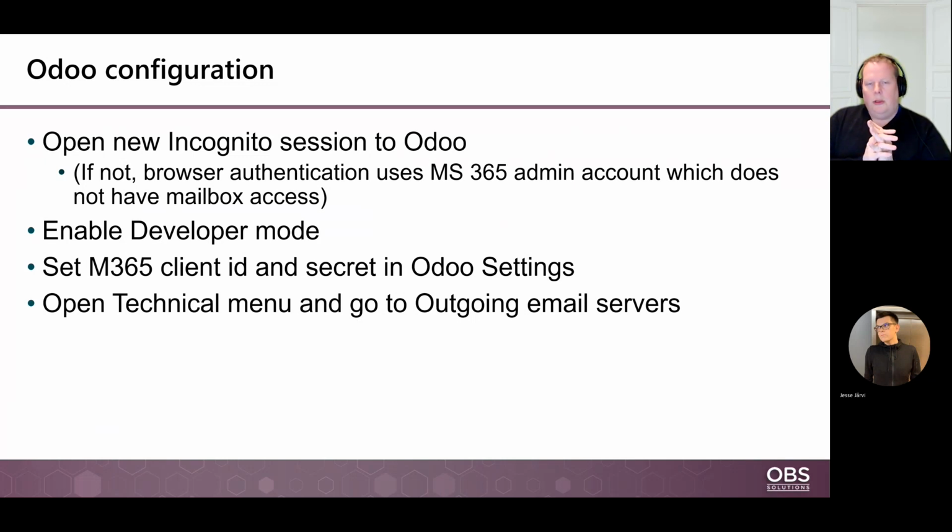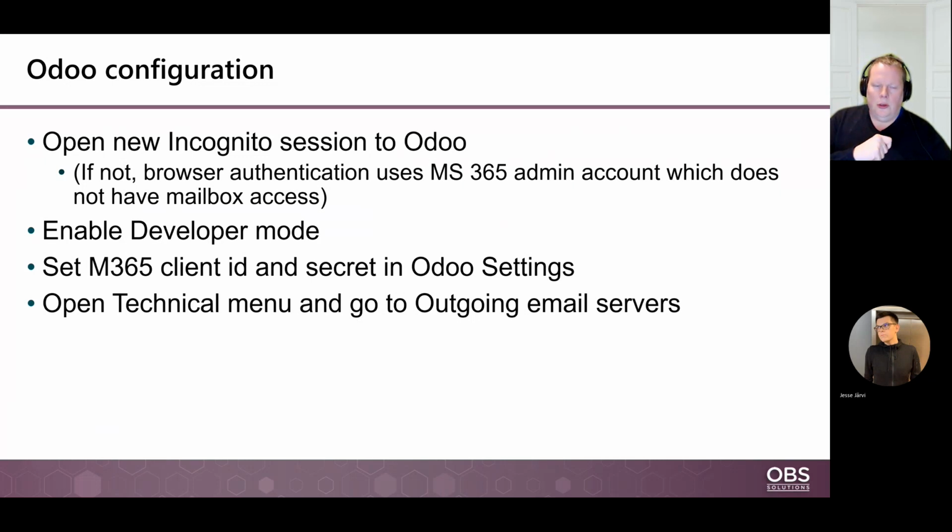So the next thing we need to do is open an incognito session with Odoo. Of course, you should already have one account there that has the permissions to do the administrative changes, and log in to Odoo there. Why we are using incognito is that you are currently logged into Microsoft 365 using the administrative account, but this administrative account does not have mailbox access. So that's why we are using another browser.